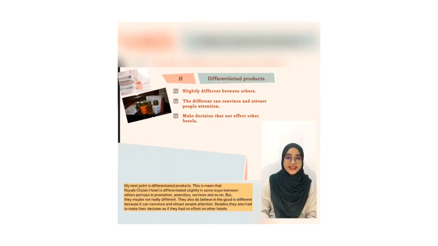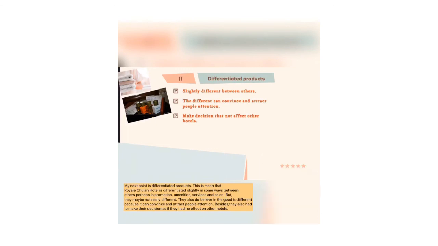My next point is differentiated products. This means that Royal Chulan Hotel is differentiated slightly in some ways from the others, perhaps in promotion, amenities, service, and so on. But they may not be really different. They also believe the good is different because it can convince and attract people's attention. Besides, they also have to make their decisions as if they had no effect on other hotels.